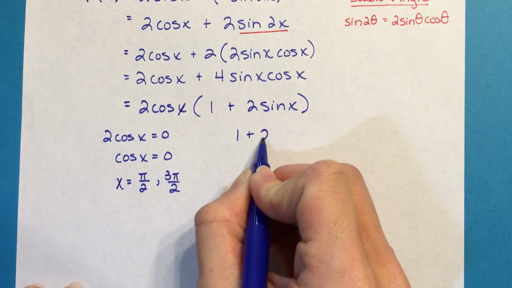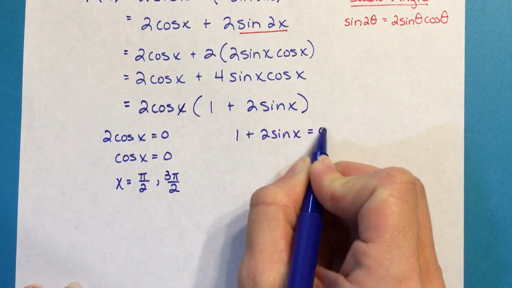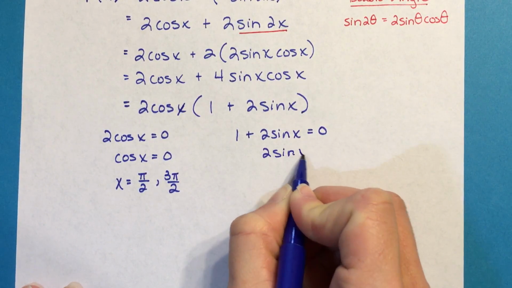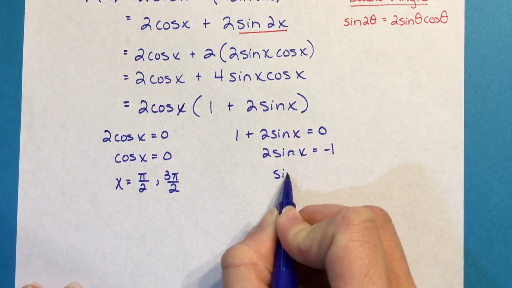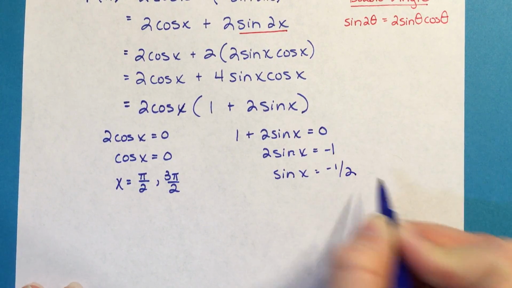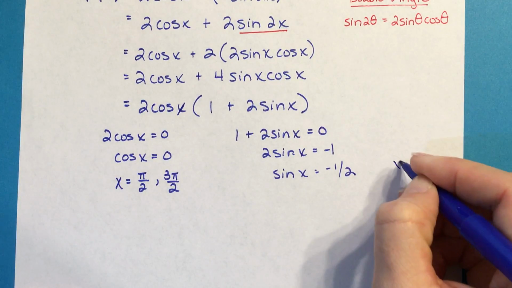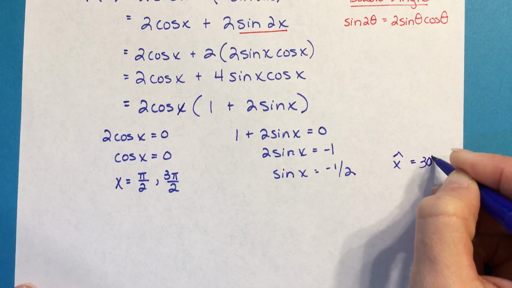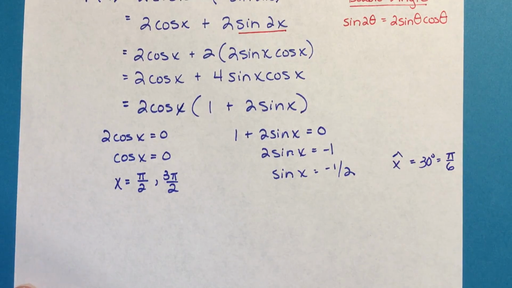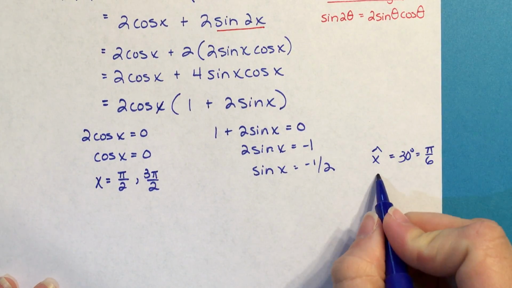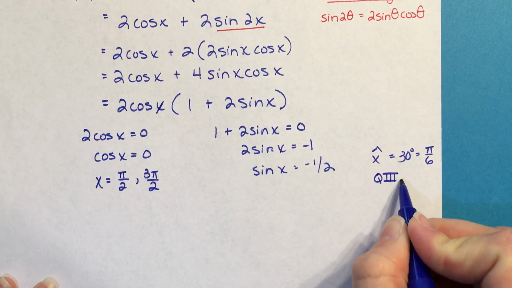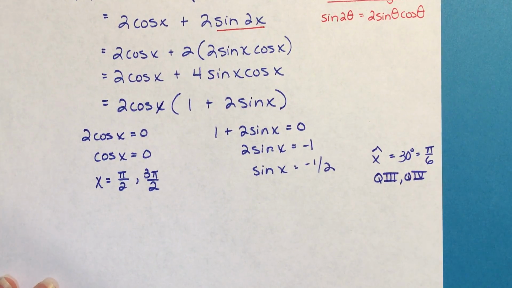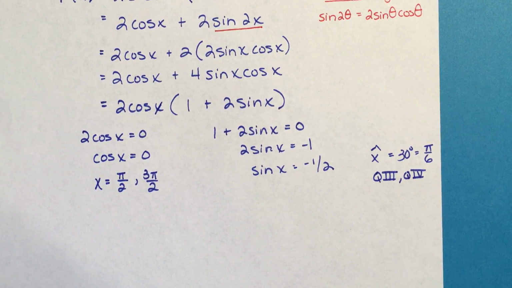Now, 1 plus 2 sine x equal to 0. So I would have 2 sine x equal to -1. So sine x is equal to -1/2. Now your reference angle here is going to be 30 degrees, of course, which is also pi over 6. And you're going to be in the third quadrant and the fourth quadrant. And that's because the value of sine that you have here is negative. So sine's negative, third and fourth quadrants.